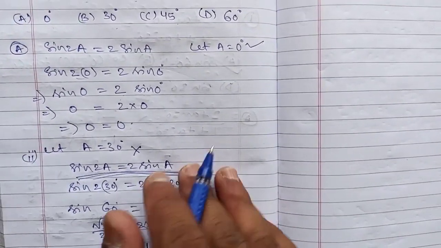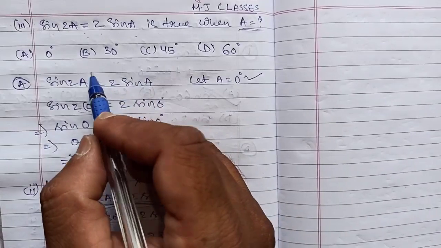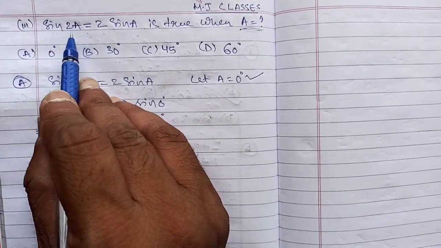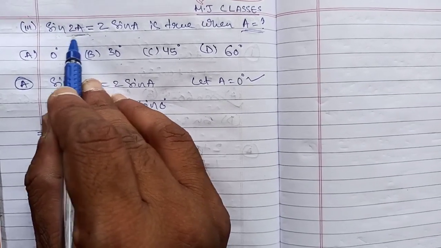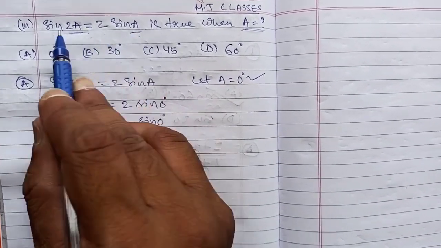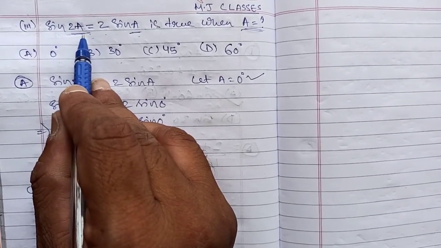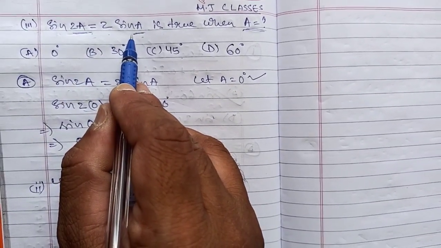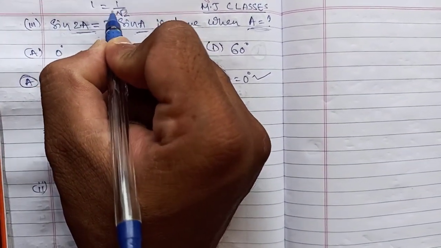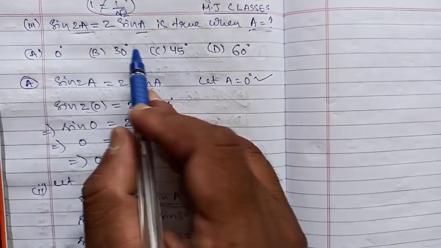So we can conclude here that if I substitute 45 degree in place of a, this will become 2 into 45, 90 degree, and here if I write 45, this will become sin 45 degree. Sin 90 degree is 1, sin 45 degree is 1 by root 2. So 1 is equal to 1 by root 2? Can we say that? No. This also does not satisfy the condition.